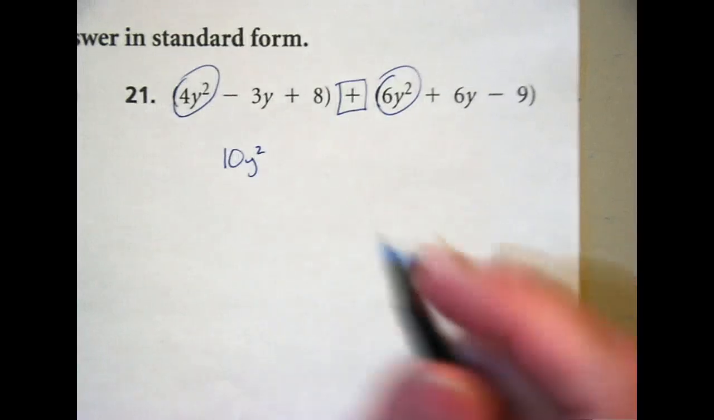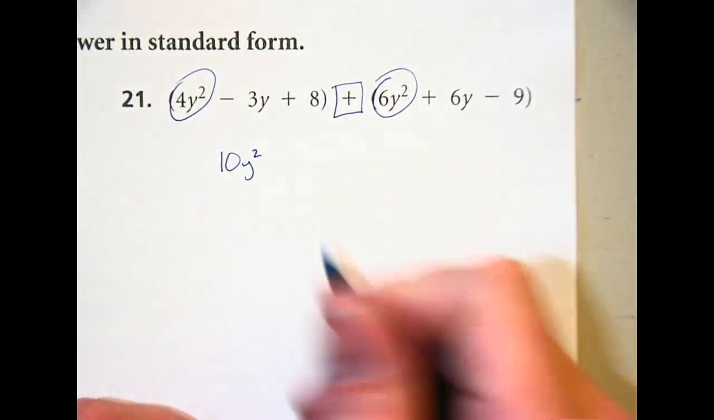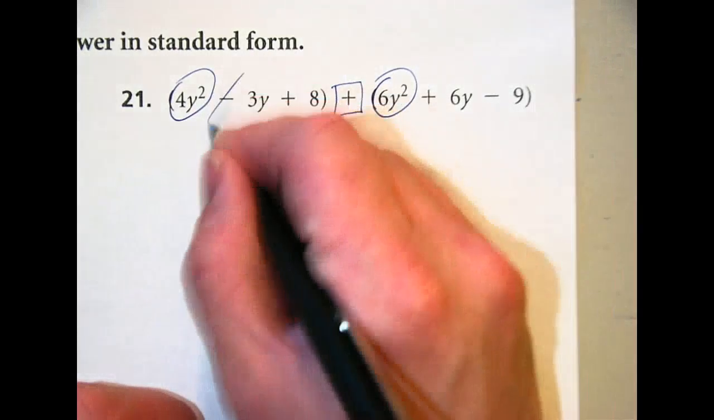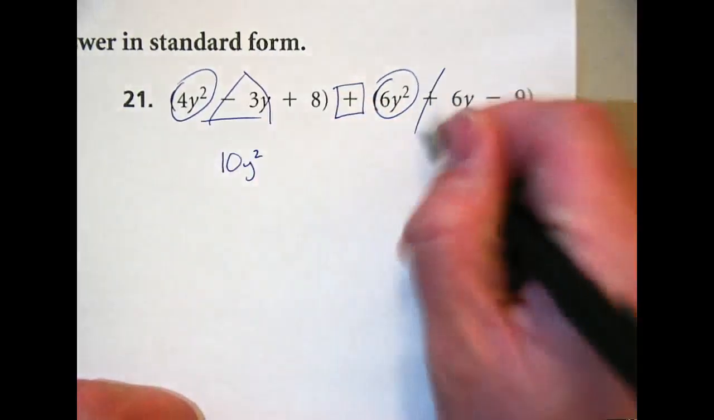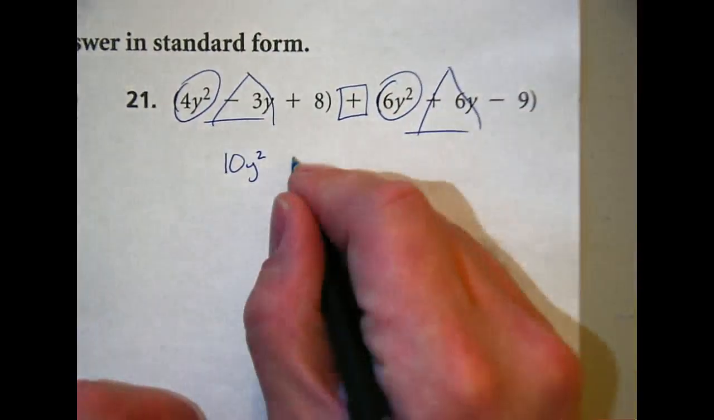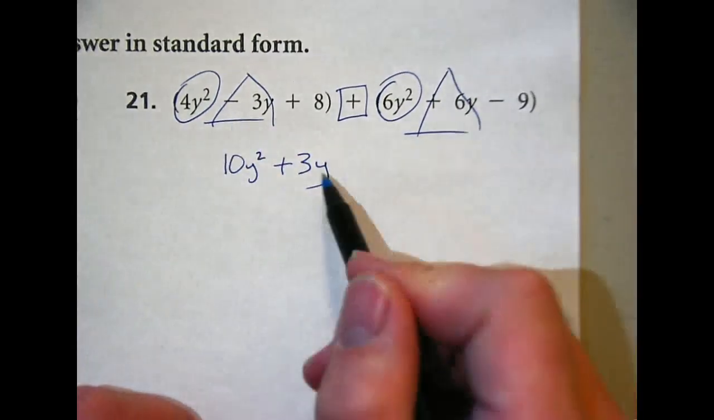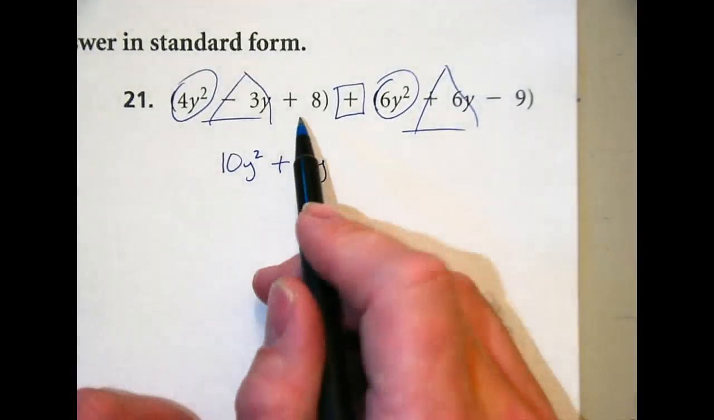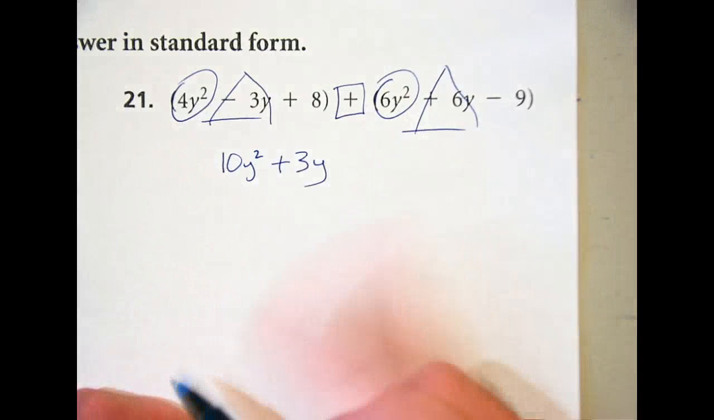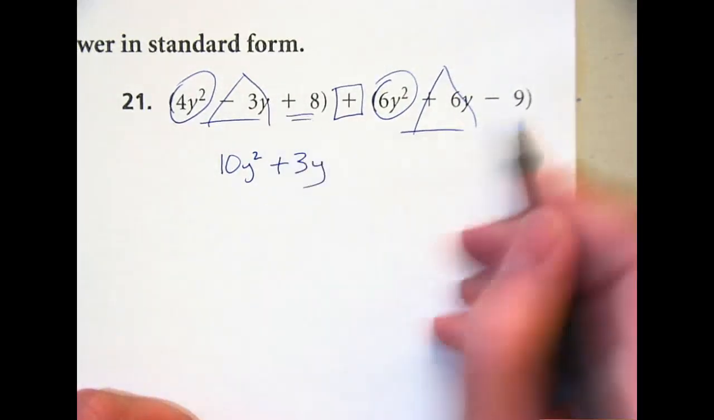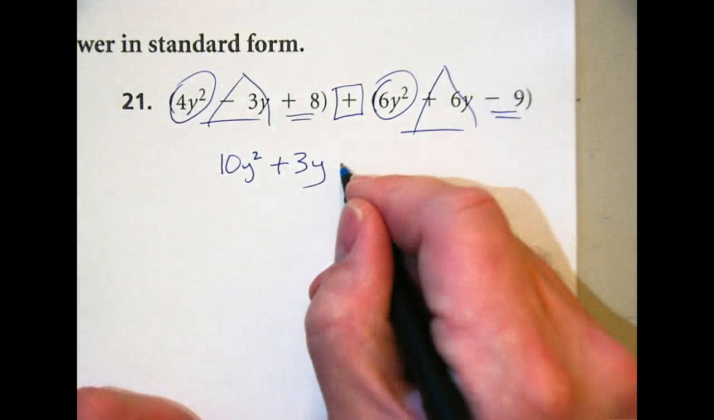Parkar, what do you got for the next term? Positive 3y. We've got a negative 3y and a positive 6y, so a grand total of positive 3y. Okay, negative 3 plus 6 is positive 3. And then we have the last term. Patrick, what do you got? Good. We have the 8 and the negative 9 to give us negative 1.